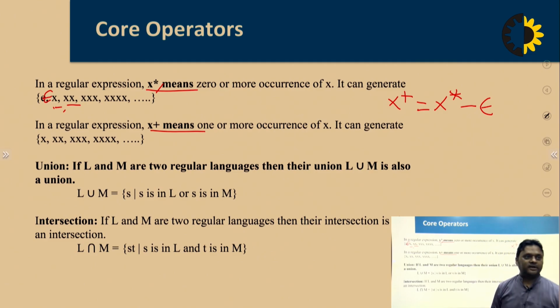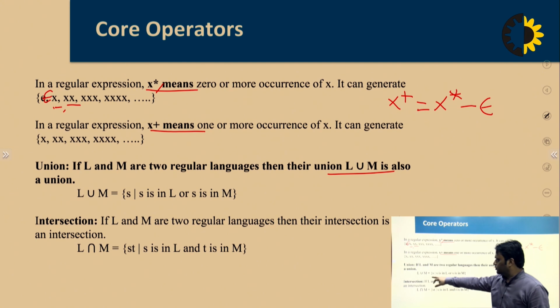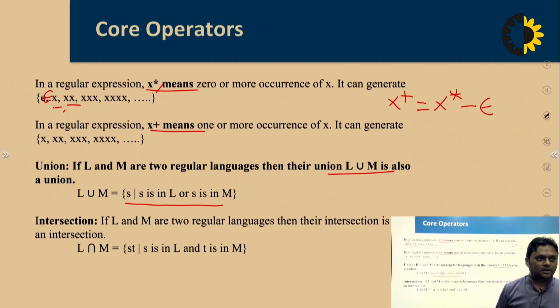The next operator is union. If L and M are two regular languages, then their union L union M is also a regular language: if the string is S, then S is in language L or S is in language M. And intersection, if L and M are two regular languages, then their concatenation is also regular. It means L M equals ST, where S belongs to language L and T belongs to language M.